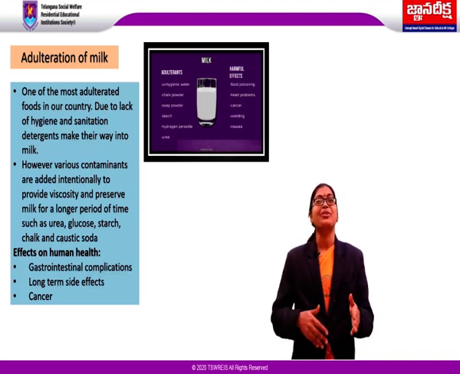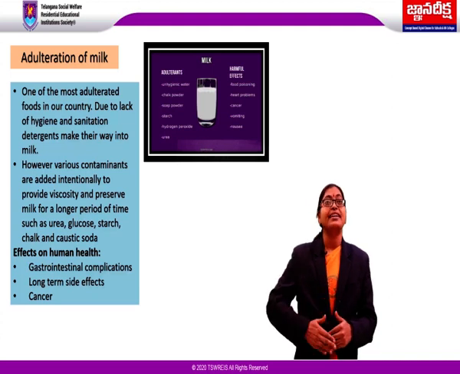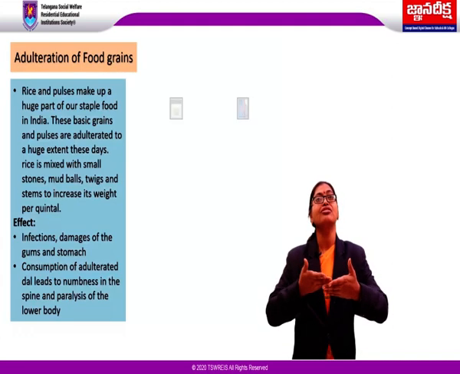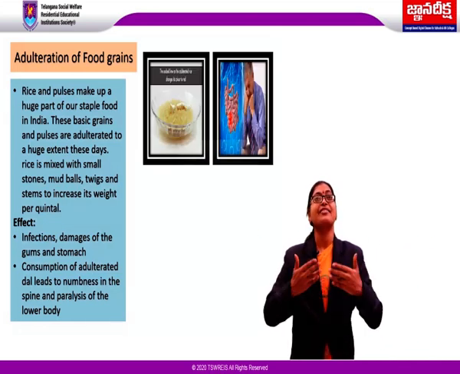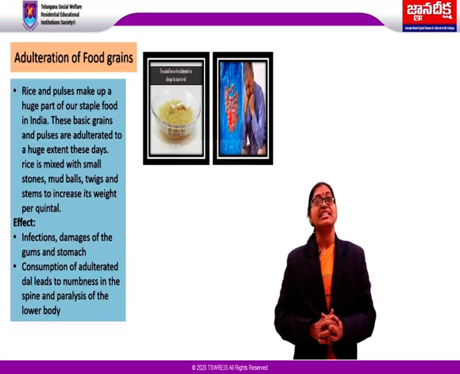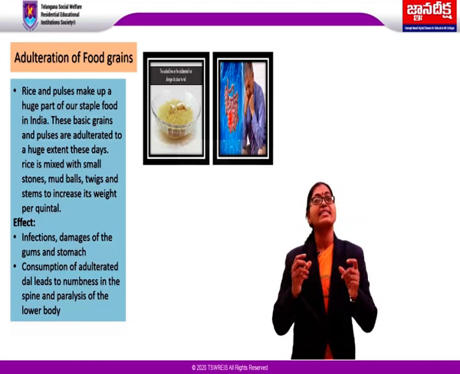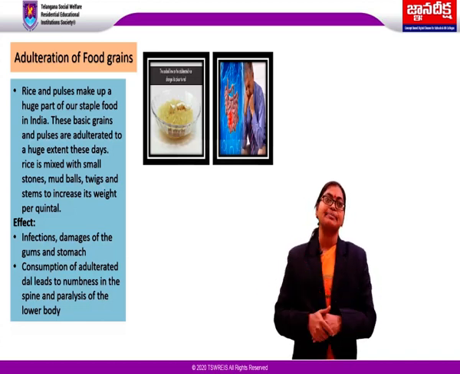My dear children, now we're going to see another type of food adulteration called adulteration of food grains. Rice and pulses make up a huge part of our staple food in India. These basic grains and pulses are adulterated to a huge extent in present days. Rice is mixed with small stones, mud balls, twigs and stems to increase the weight per quantity.